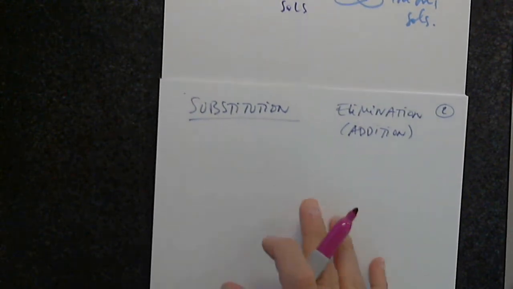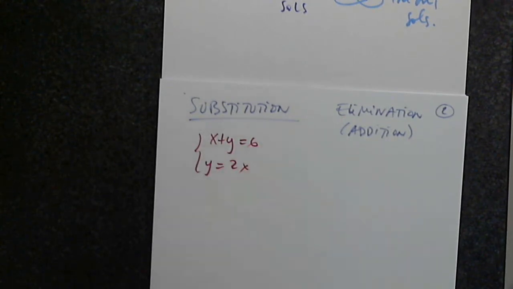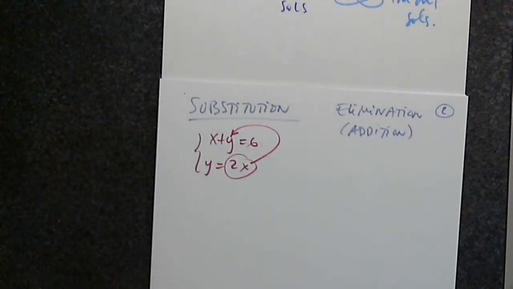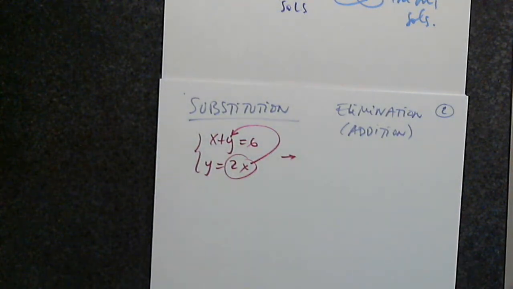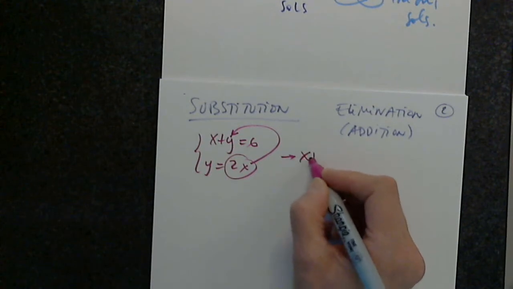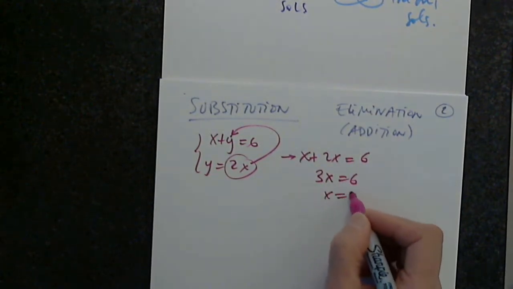We have a system that I copied. So this is x plus y equals 6 and y equals 2x. It happens that the second equation is already solved for y. I'm going to take advantage of that and replace in the first equation y by 2x. So can anyone dictate the new first equation? Which means 3x equals 6, which means x equals 2.